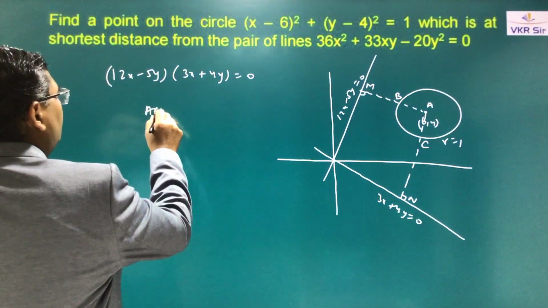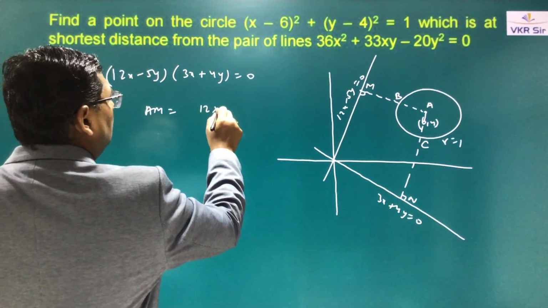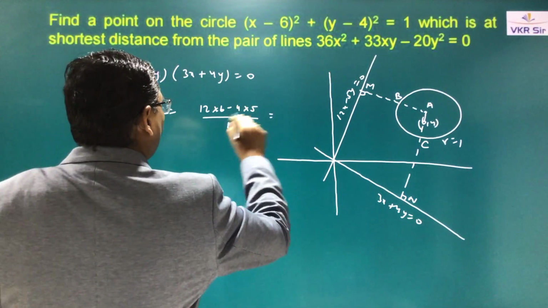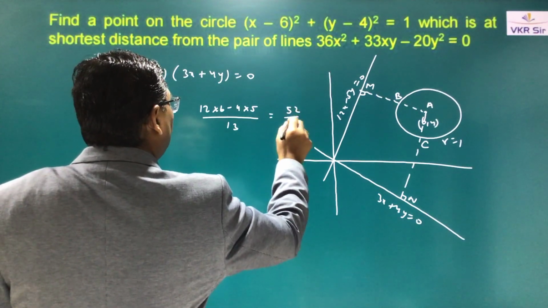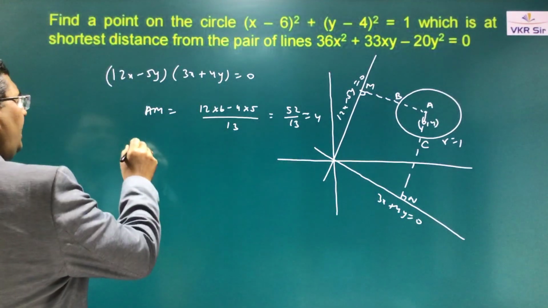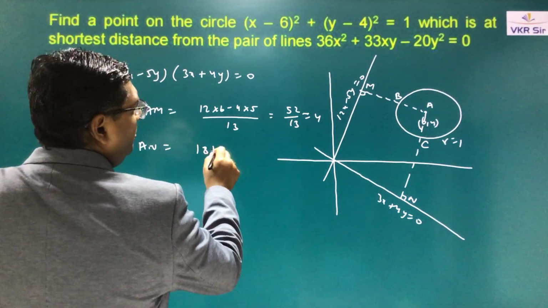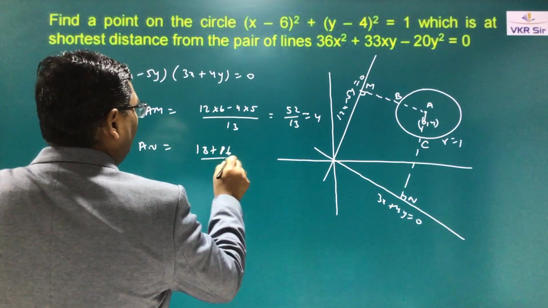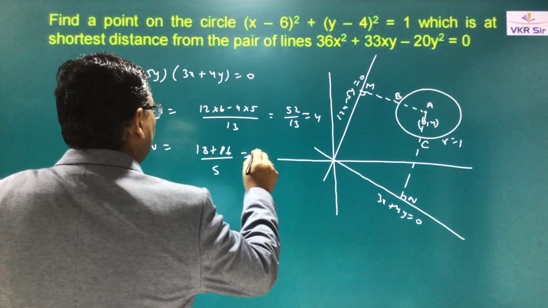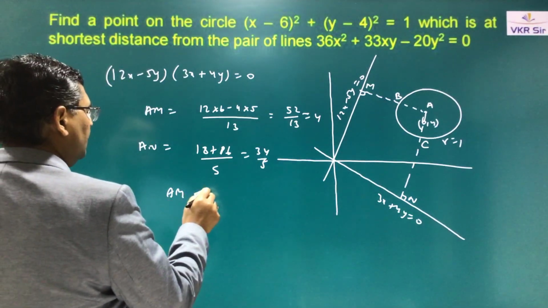So, if you find AM first, AM will be how much? Distance from 6, 4 to this line. So, 12 into 6 minus 4 into 5 by 13, which is equal to 52 by 13, which is 4 units. So, AM distance is 4 units. We want to compare it with AN. How much is AN? 6 into 3, 18 plus 16 divided by 5. This is 34 divided by 5. Now, this distance is bigger, you can see. AM is lesser than AN.